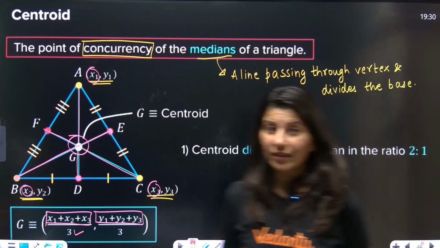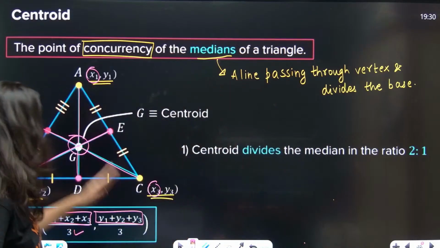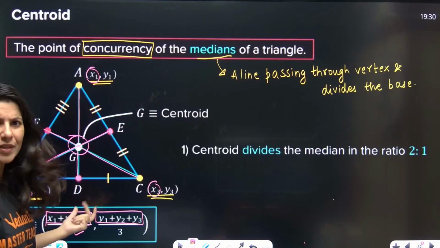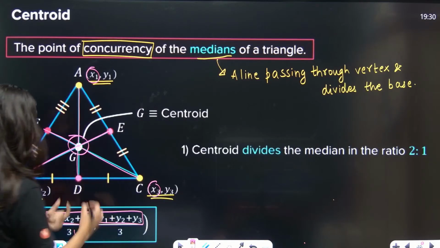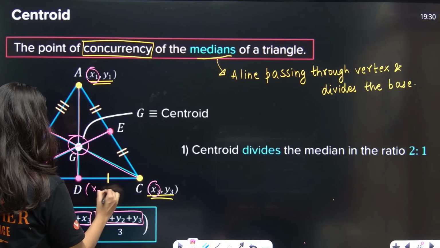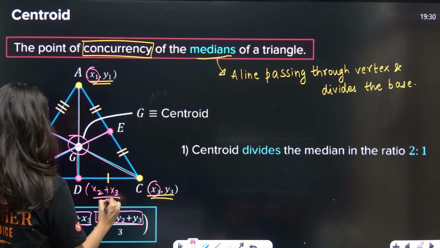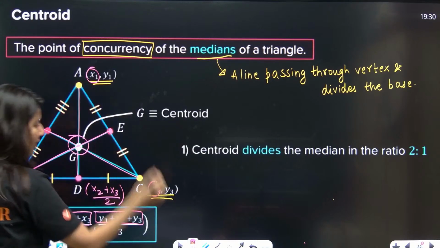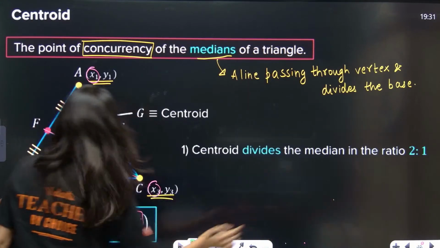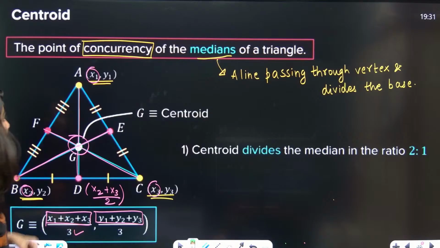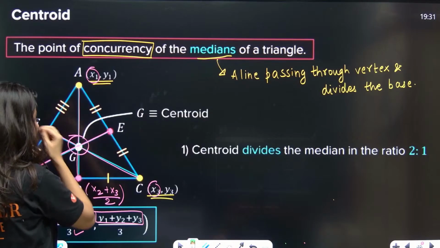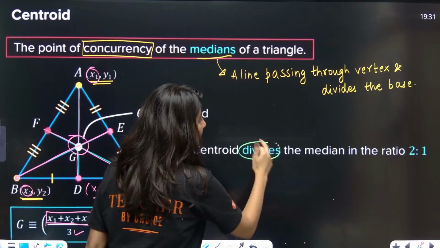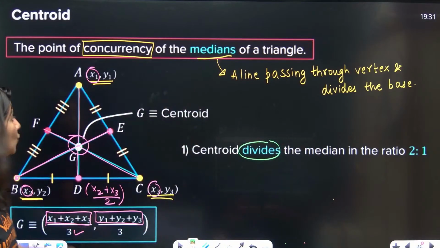Now one more thing which is very important. Suppose you have got a median. D is the midpoint. Can you tell me what is the coordinate of D? So ma'am, x2 plus x3 by 2. Midpoint, remember? Now you have D, you have A, correct? And one more thing, centroid. See, can you see this point? Centroid divides the median in the ratio 2:1.